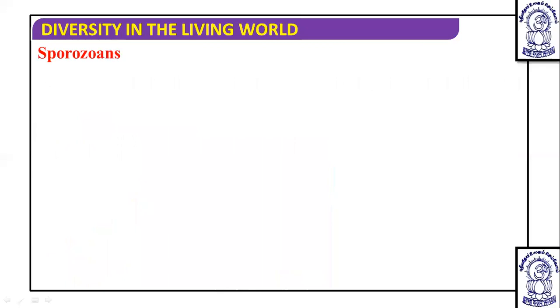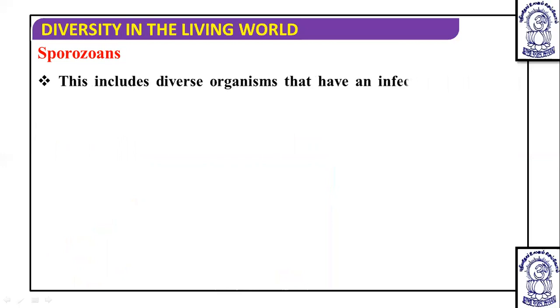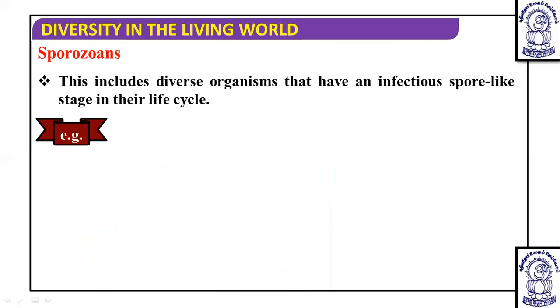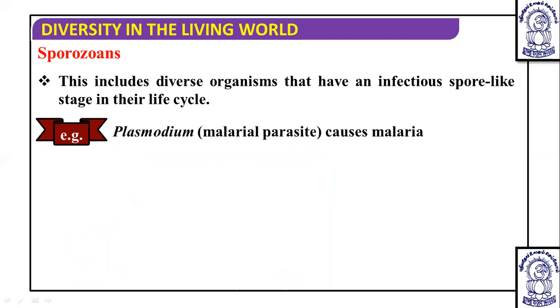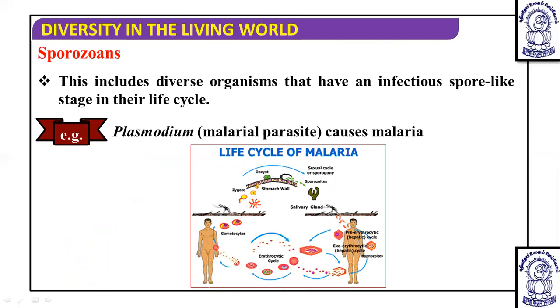The last group is sporozoans. Sporozoans include diverse organisms that have infective spore-like stages in their life cycle. And dear students, here we are going to talk about an example, that is the malarial parasite, plasmodium, which causes malaria. The life cycle is given here. It completes its stages in the human RBC and liver cells, and some stages in the female Anopheles mosquito. You will study this life cycle in detail in the human health and disease chapter.